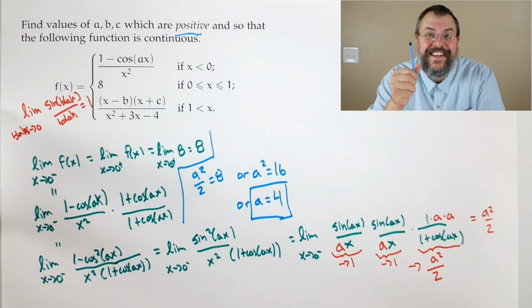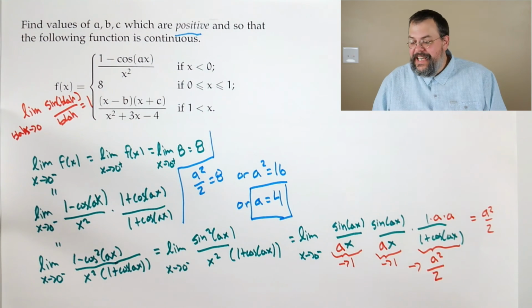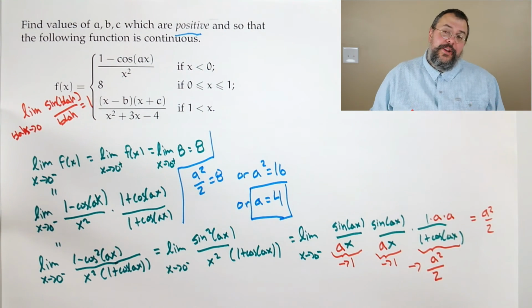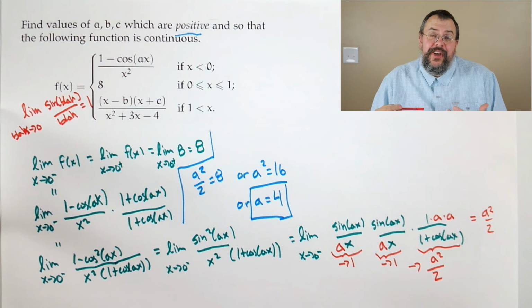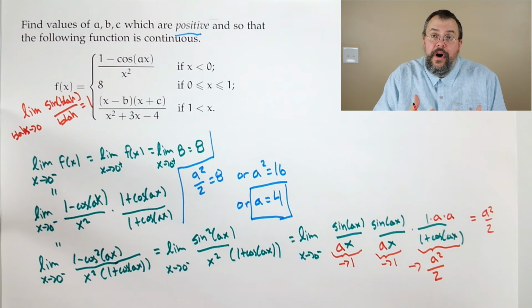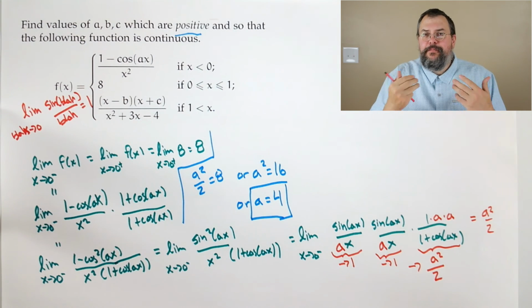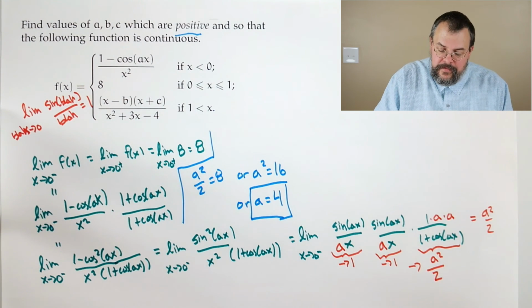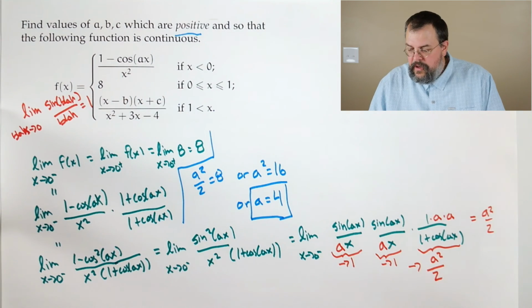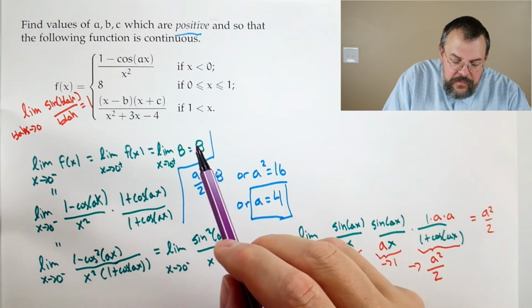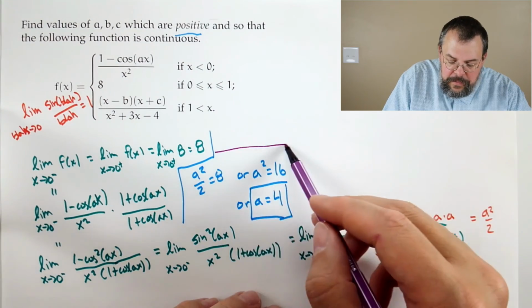Oh, wait a second, we're not done yet. We still have to do b and c. How could I have forgotten? Okay, now the weird thing is we've got to make it continuous at the point 1. That's only like one thing, but somehow we need to get both b and c. How are we going to do that? Well, let's try to figure out what our current problem is. So let's look at what's happening here.